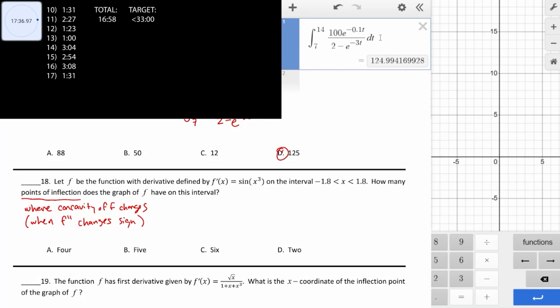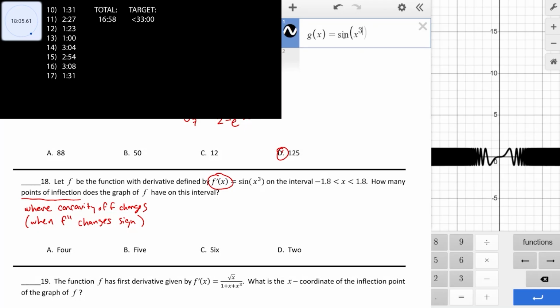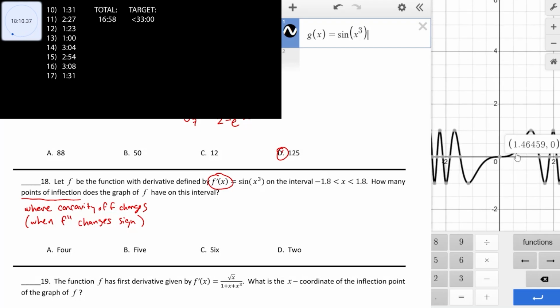Okay, so what we're looking for is we're going to have to figure out how to graph the second derivative of this function and then count the number of times that it changes sign on that interval. So let's start by typing in that equation. Now, we've seen before how we can't type f prime explicitly here, so I'm just going to type g of x, where we know that g of x is f prime. So g of x is sine of x cubed. And you're going to get kind of a wild looking graph here, but we're really just interested in the interval negative 1.8 to 1.8. So something like this.